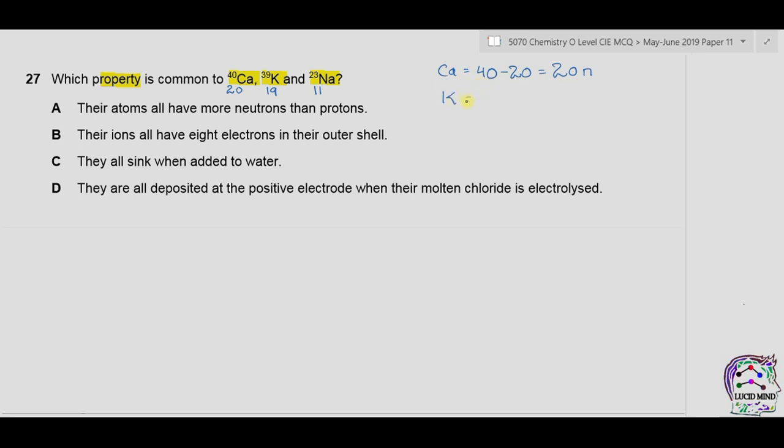Similarly for potassium, the number of neutrons is equal to 39 minus 19, which is equal to 20. And for sodium, it is equal to 23 minus 11, which is equal to 12. As in calcium the number of neutrons and protons is equal, statement A is incorrect. B, their ions all have 8 electrons in their outer shell.